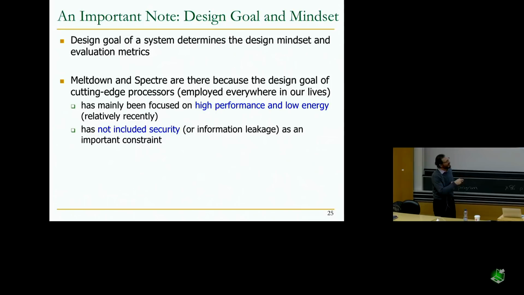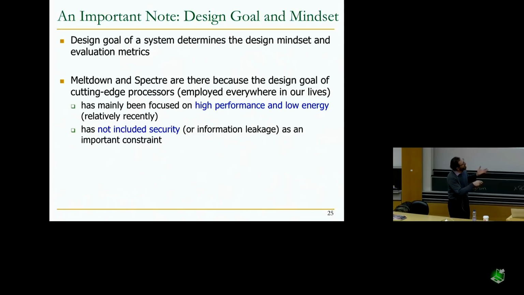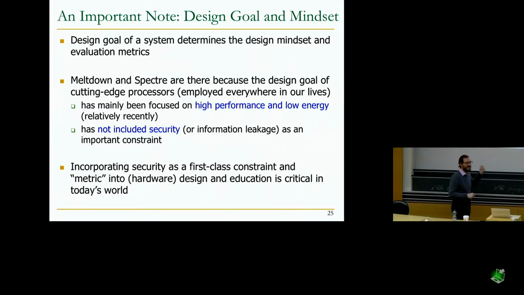Not as much, at least. I mean, there was awareness of it at some level, but security was never a first-class constraint in the design of the processors. Or information leakage, which is an example, or a sub-area of security. So incorporating security as a first-class constraint and metric into hardware design and education is critical in today's world. That's why I'm giving you this as one of the first mysteries, and this was how I started the lecture yesterday, right?